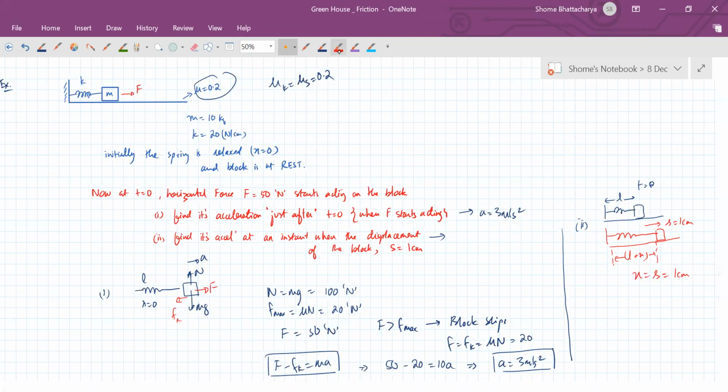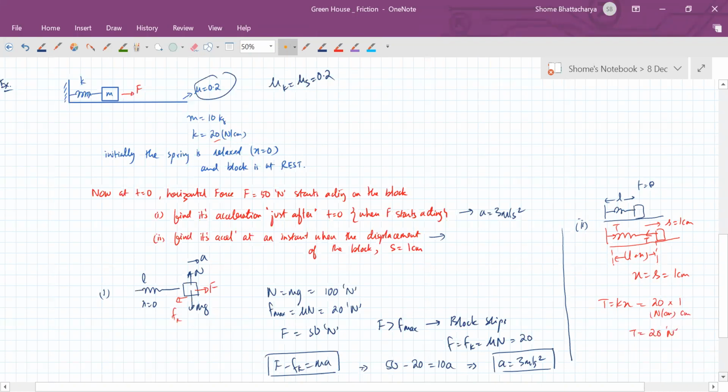Okay. So now the spring has developed a tension, which will be opposite to its extension. So it will be inwards, and that tension will be equal to kx. So it will be equal to the spring constant, which is 20 Newton per centimeter, multiplied by 1 centimeter. So the tension in the spring will be 20 newtons.